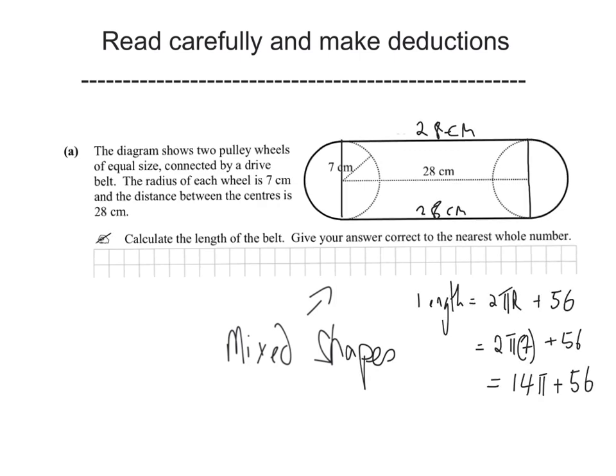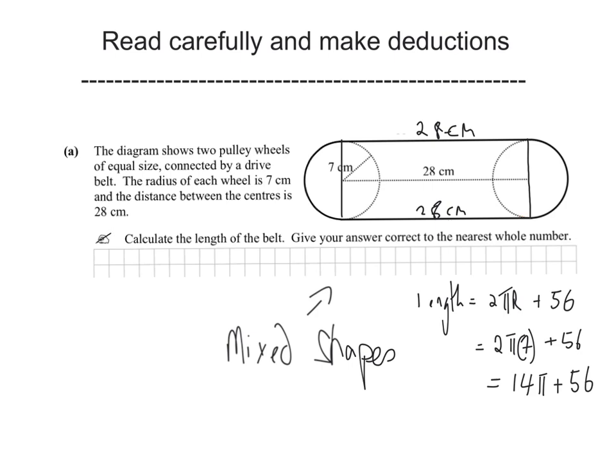So in my heading I say read carefully and make deductions. The make deductions part refers to, if you get a diagram like this, for example, you want to put any deductions that you can make onto the diagram. So because we know this is 28, we can deduce that from here to here must be 28 also, and from here to here must be 28.